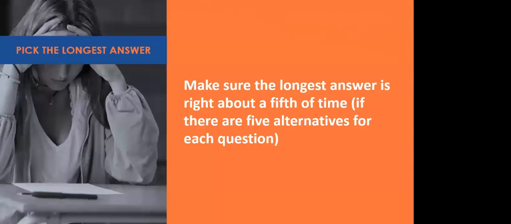Make them all about the same. I think that's exactly what I would do. I would make them all about the same length, so there is no longest answer. Yeah, I agree with that. Make the longest answer wrong. There you go. You got it right, Dan. Make sure the longest answer is right about a fifth of the time if you have 5 alternatives. So you could spend time making them... Oh my gosh. You have to have a lot of time on your hands. I know. Or you just selectively pick when the longest answer is correct.